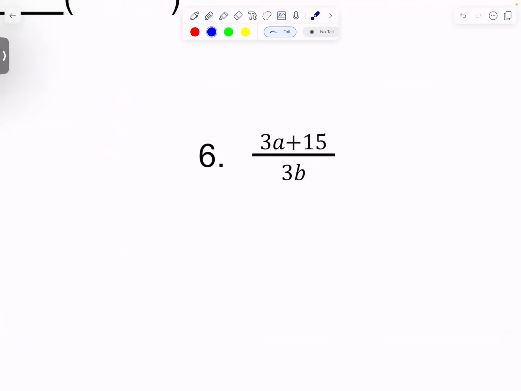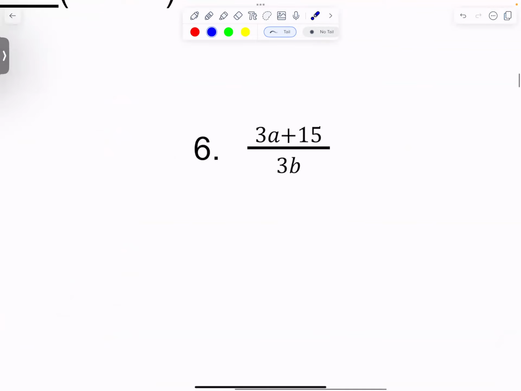Now this is much harder because do not cancel them out together just in one go. What you need to do is see if there is anything common on top or the bottom first because there's a plus sign. So you do them separately. So 3a plus 15, anything common? Is there anything that they both can be divided by?